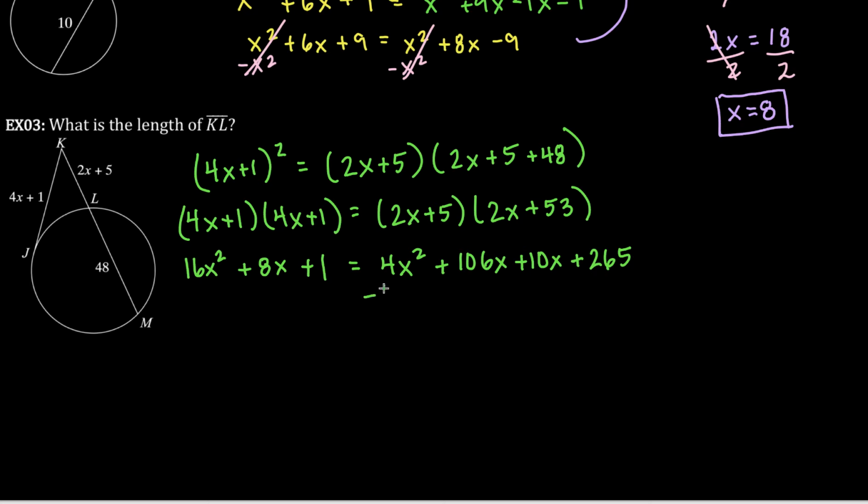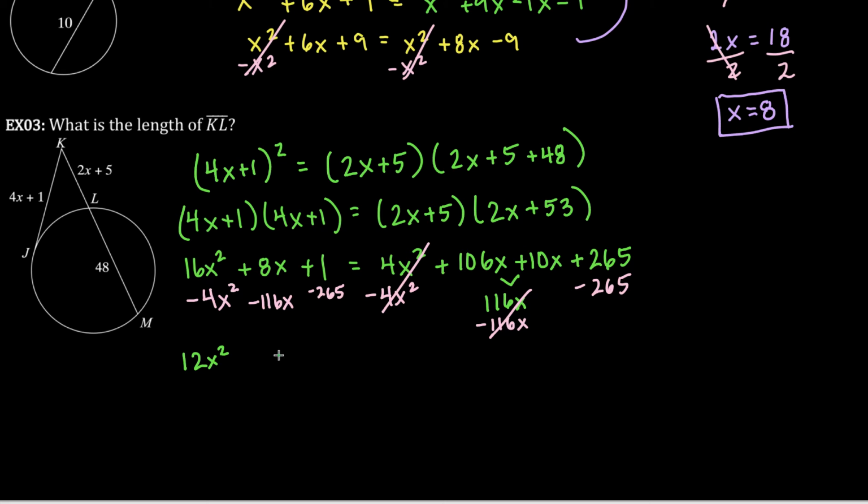All right, so I will start making this equal to 0, because this is quadratic. I'm going to put these together, actually. So I'm going to take away 116x, and then I'm going to take away 265. And I end up with 12x squared.